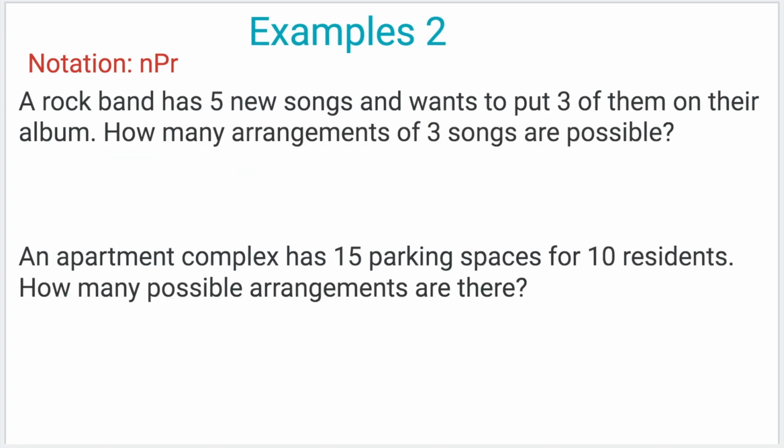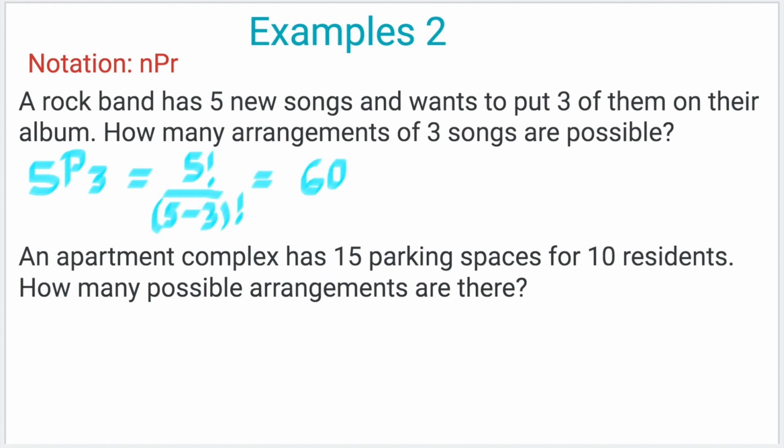All right, so here's the second set of examples. The first one says a rock band has 5 new songs and wants to put 3 of them on their album. How many arrangements of 3 songs are possible? In this question, we're trying to figure out how many different ways you can put those 3 songs. So this is going to be a permutation. The notation is going to be 5 permutes 3. So 5 factorial divided by (5 minus 3) factorial is equal to 60. There are 60 different ways that you can arrange the 3 songs on that album from the 5 songs.